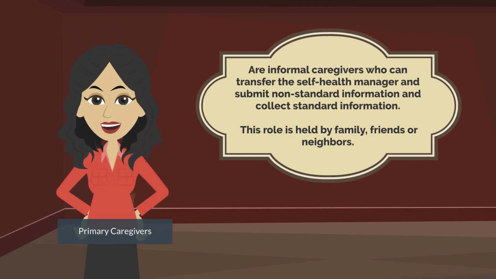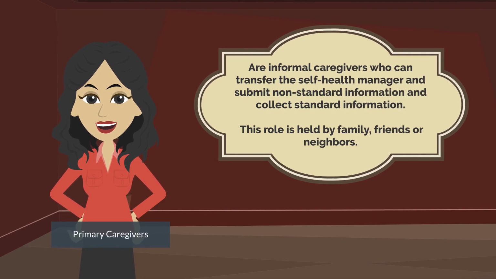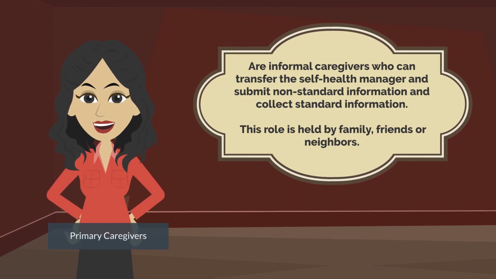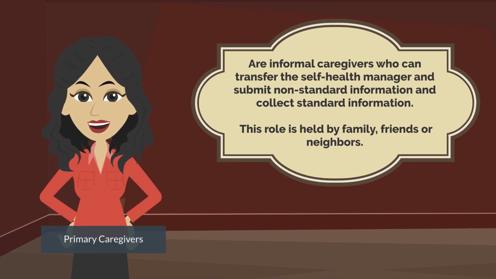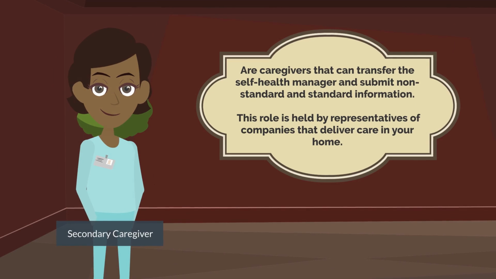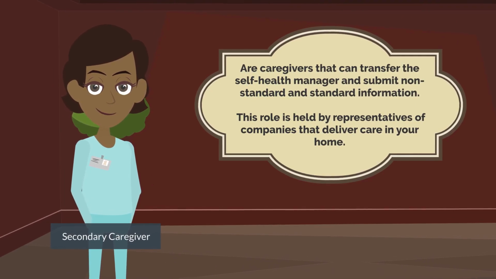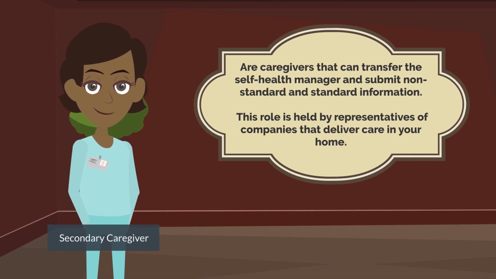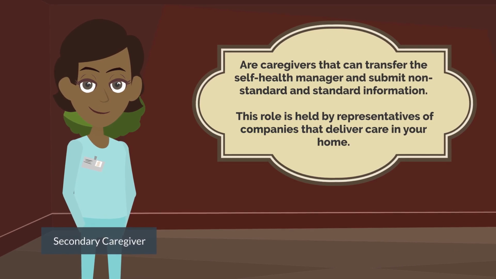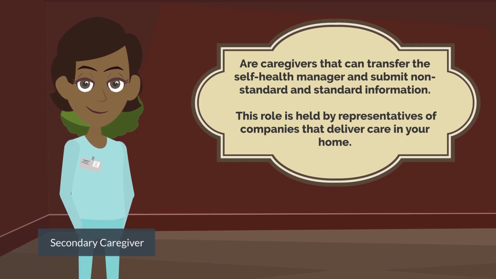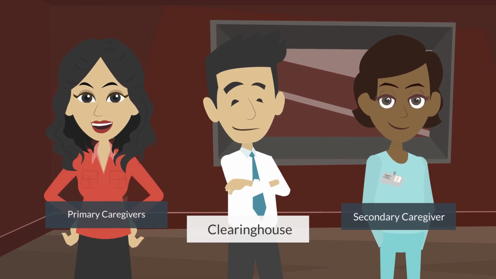Primary caregivers are informal caregivers who can transfer the self-health manager and submit non-standard information and collect standard information as well. This role is held by family, friends, or neighbors. The last group are secondary caregivers, who can transfer the self-health manager and submit non-standard and standard information. This role is typically held by representatives of companies that deliver care in your home. These are the 3 roles that everyone will play as defined by Patient Better.